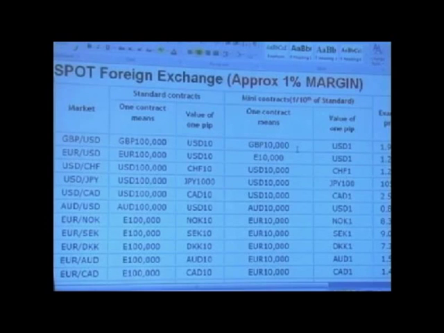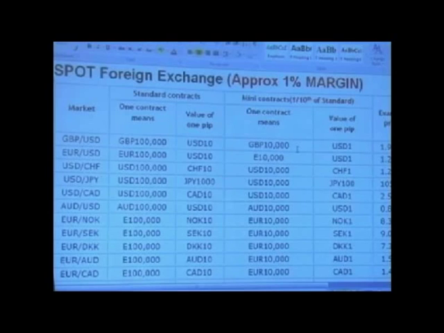Now obviously, from Monday onwards, if I tell you, you need 100,000 for a standard and 10,000 for a mini, that's a lot of money, isn't it? Now, you don't need 100,000 and you don't need 10,000. Can you see my screen? You just need 1% of 100,000 and 1% of 10,000.